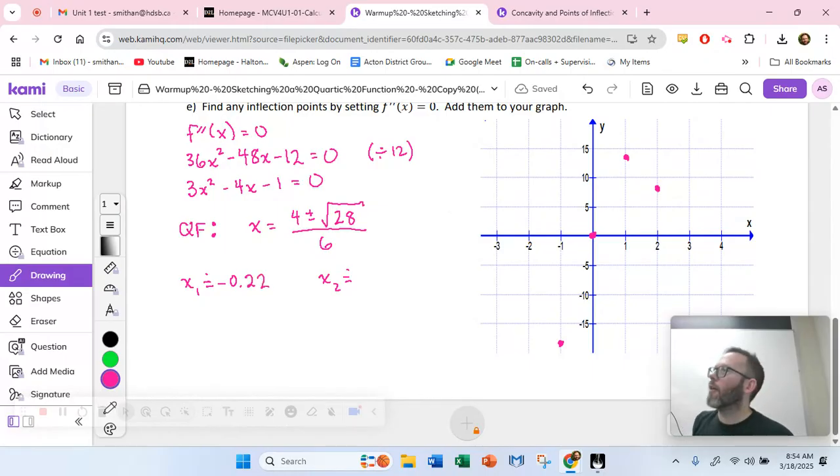Does anyone have a calculator that can do that? Let's see some nods. Okay. I'm sure this one could too. I have never learned how to do that. So 4 plus root 28 divided by 6. So 1.55. Let's find those y values, plot them on the graph, make sure they fit, and then have a discussion on how we know these are actually inflection points.